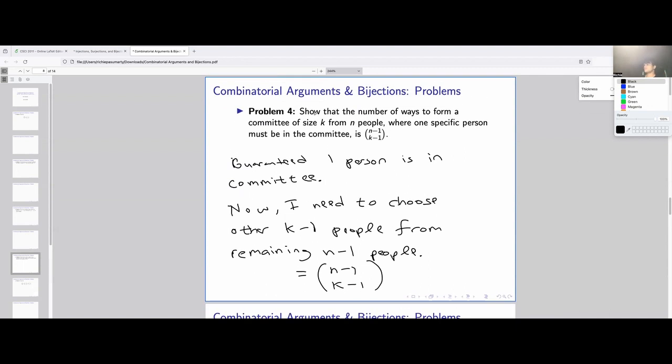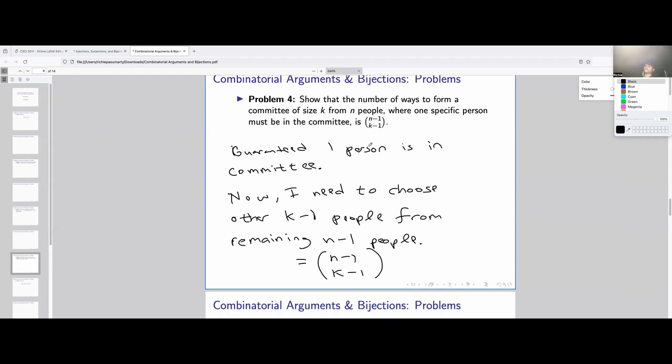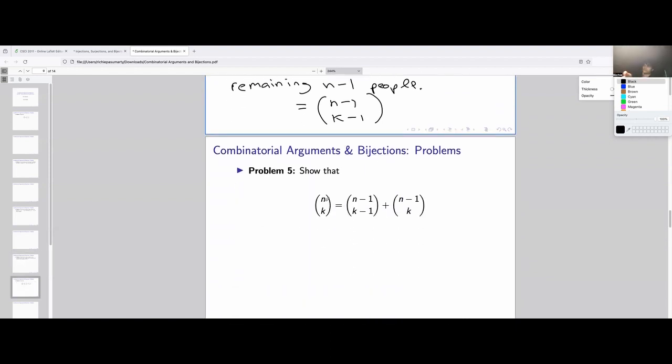So again, this is the number of ways to form a committee of size k of n people where one specific person needs to be in the committee. Okay, so the natural idea is, if this one person needs to be in the committee, then the other case is that he's not in the committee for sure. So from n, I'm choosing k people. In one of these cases, this one specific person needs to be in the committee.